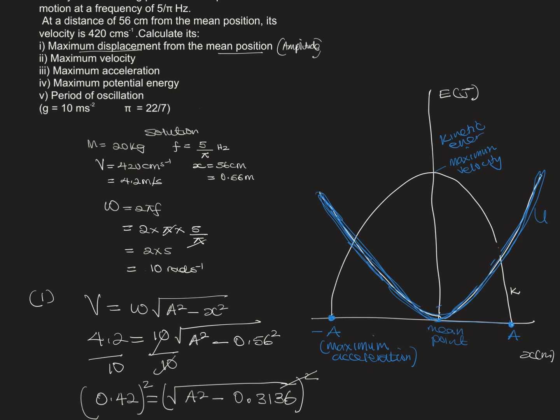So kinetic energy is also maximum at the mean or the equilibrium point. Potential energy is maximum at the amplitude. So it's good for both your objective and some theory questions.